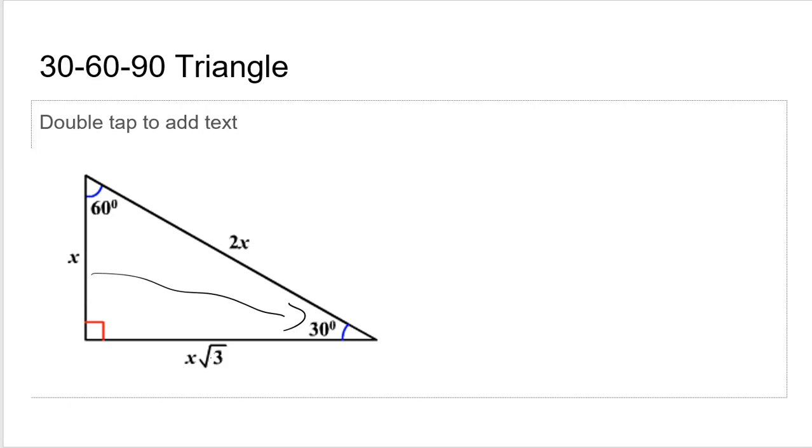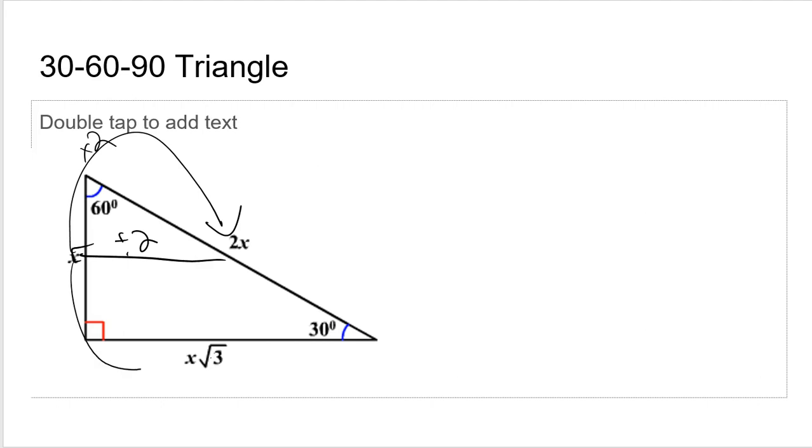So let's look at this. And you're going to get a worksheet thing in class. To go from here to here, you just multiply by 2. To go from here to here, you divide by 2. To go from here to here, you multiply by root 3. To go from here to here, you divide by root 3. I will never go from here to here. That'll never happen. You always go to or from the smallest.